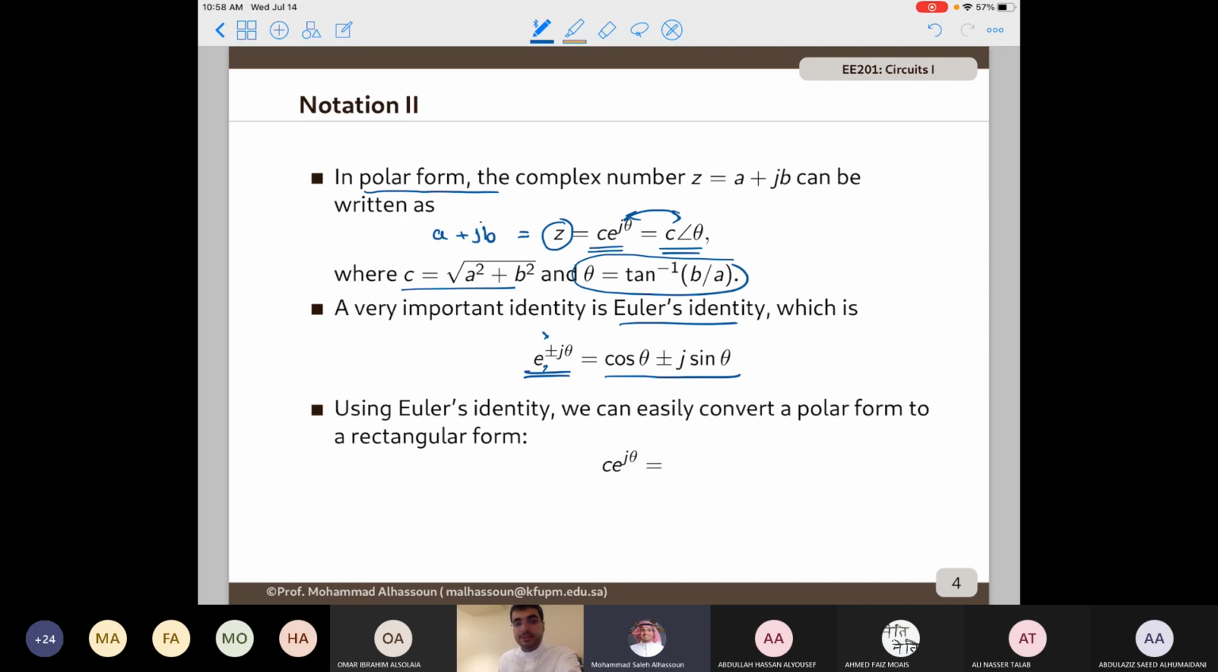Okay. So let's apply Euler's identity, because we want to convert this to a rectangular form. So remember, the polar form captures the magnitude and phase. The rectangular form captures the real and imaginary part. So what we need to do is use Euler's identity to write e to the power j theta as cosine theta plus j sine theta. So if we multiply C by cosine theta plus j sine theta, then you will see this is A, this is B. So you'll end up with A plus jB. Is it clear?